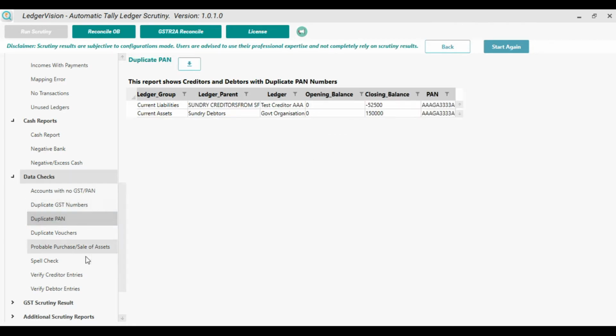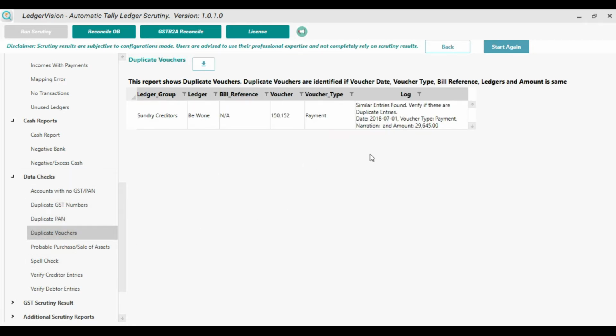Then duplicate PAN is there. Duplicate vouchers. Duplicate vouchers means same amount, same party and same date. Or there can be different dates, but same amount, same party; same party is very important.